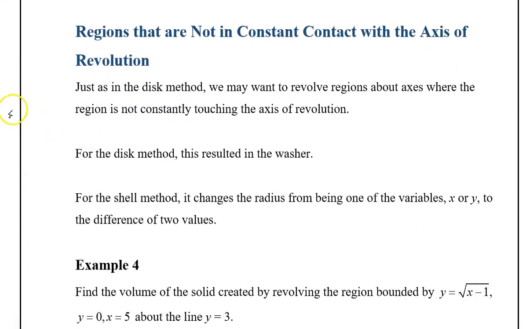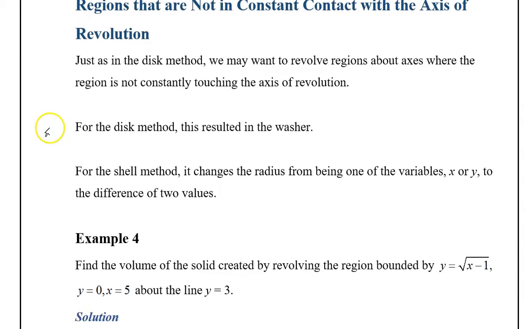Let's look at regions that are not in constant contact with the axis of revolution. We've already seen one of these. Let's look at another one. Sometimes we want to revolve regions about axes where the region is not constantly touching the axis of revolution. In the disk method, this resulted in the washer. For the shell method, it changes the radius from being one of the variables, either x if you're revolving around the y-axis, or y if you're revolving around the x-axis, to the difference between two values. We saw this in one of the previous examples when we rotated around the line x equals -1.